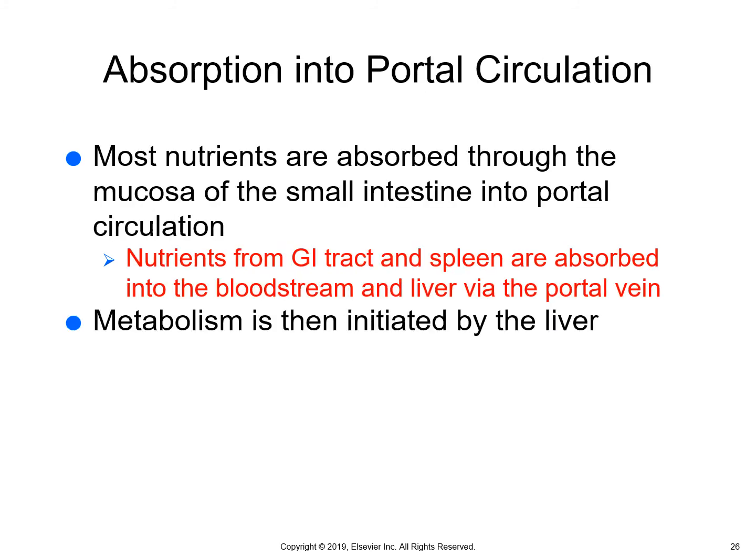Most nutrients are absorbed through the mucosa of the small intestine, and from that point, they then go to the portal circulation. Portal means liver, so they go into that portal circulation where nutrients from the GI tract and spleen are absorbed into the bloodstream and liver via that portal vein. Metabolism is then initiated by the liver.